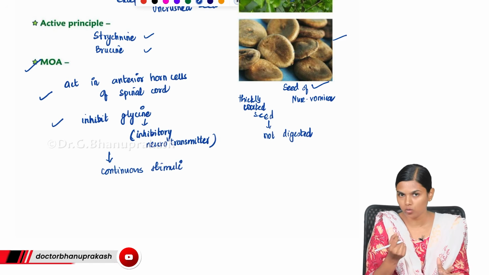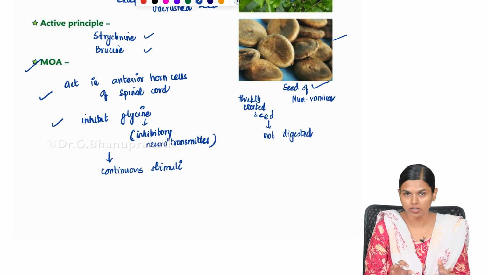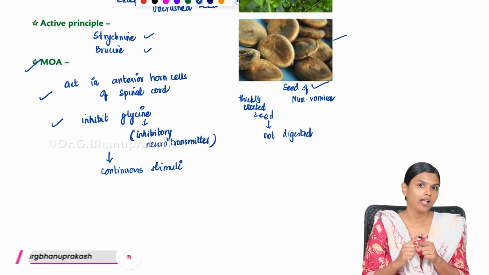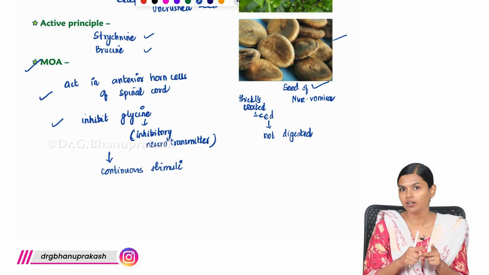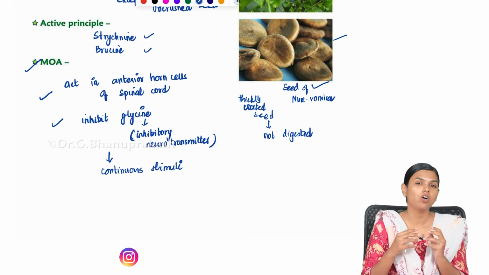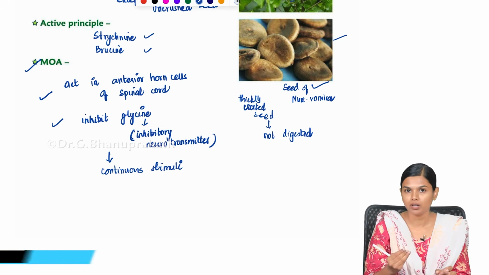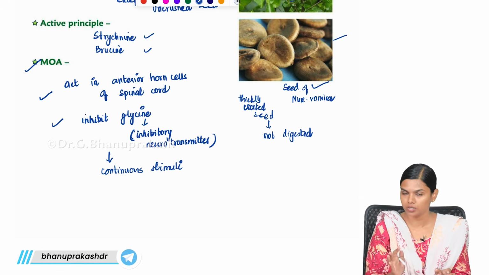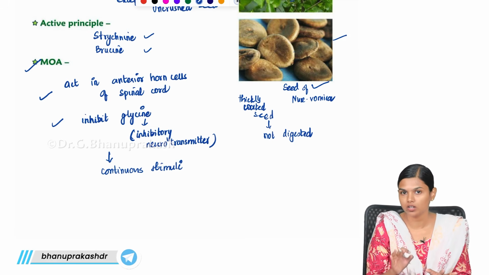So when they ask you what is the mechanism of action behind this nux vomica, it will go act in the anterior horn cell of spinal cord. There it will inhibit glycine, which is an inhibitory neurotransmitter, and because of the inhibition there will be constant stimulation, which will result in convulsion and tremor, eventually death by respiratory arrest. So this is how toxicity happens in this nux vomica.